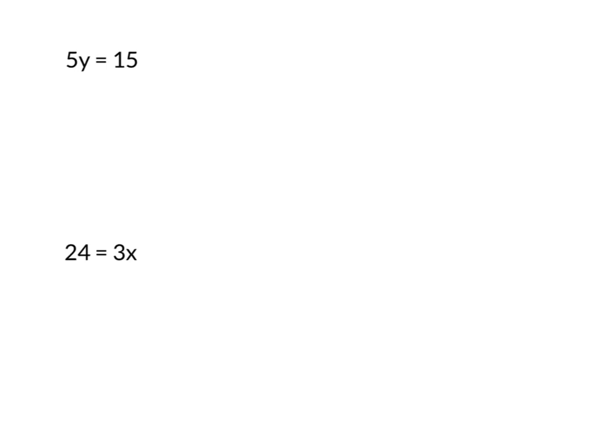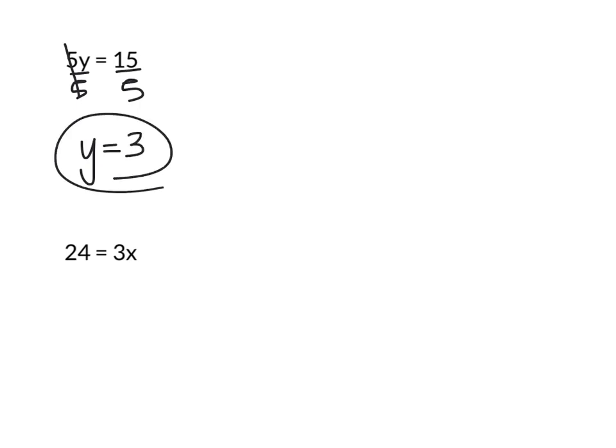So since the 5 is being multiplied to the y, I have to divide both sides by 5, and then the 5's will cancel over here, and I get y is equal to, let's see, 15 divided by 5, 3. Y is equal to 3.